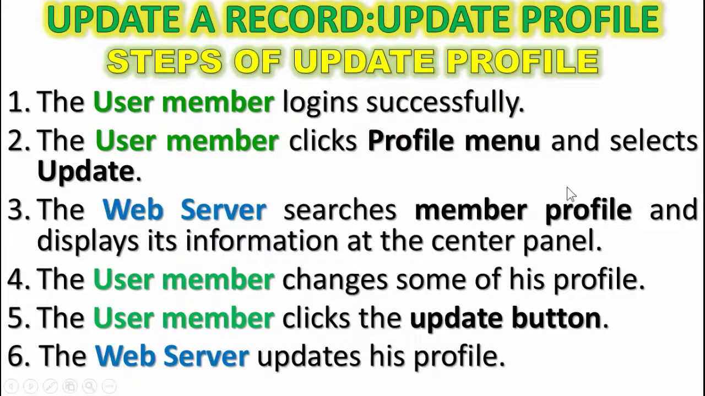Let us go over the steps how the web page updates a record profile so that you can understand and follow how it was developed. Step number 1. The user member logins successfully. Step number 2. The user member clicks Profile menu and selects Update. Step number 3. The web server searches member profile and displays its information at the center panel. Step number 4. The user member changes some of his profile. Step number 5. The user member clicks the Update button. Finally, step number 6. The web server updates his profile.